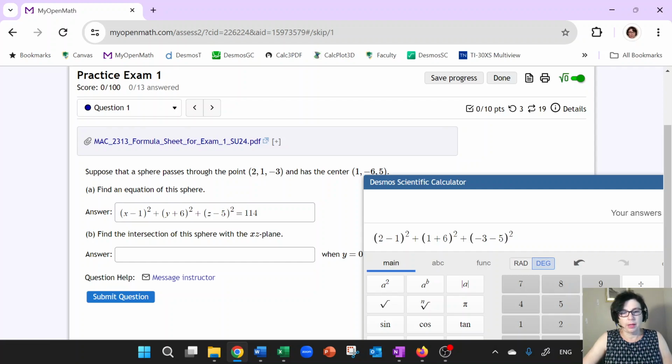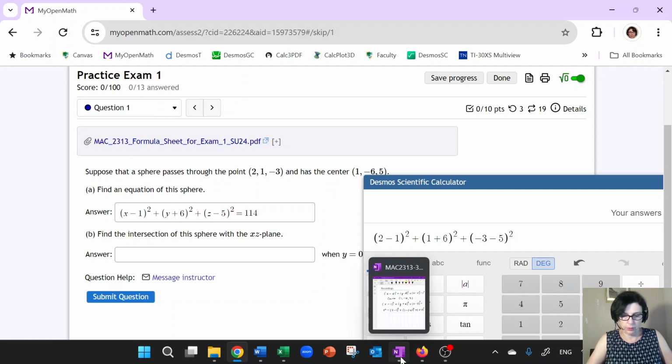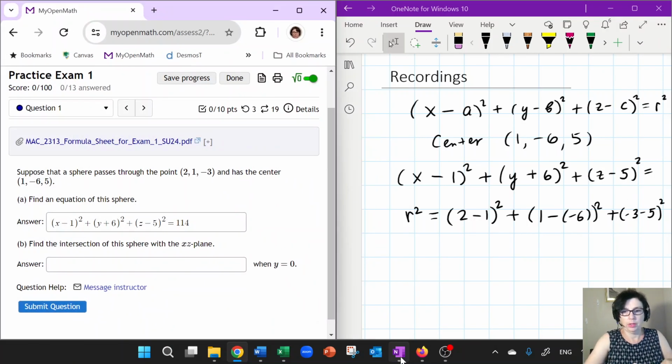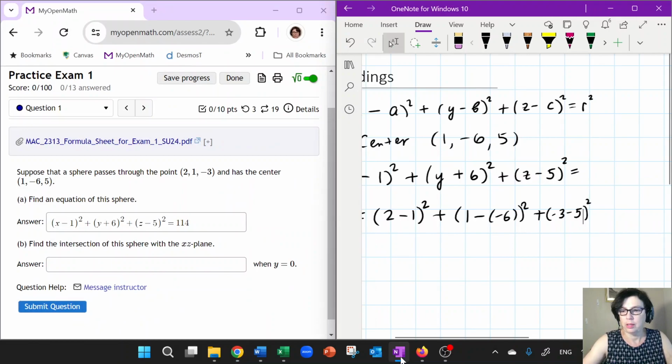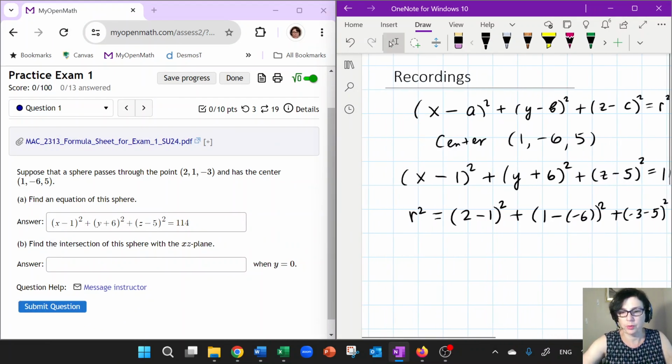Now, the xz plane is characterized in such a way that every single point on that plane has y = 0. So in the equation we got over here, we need to set y = 0. Okay, so we got 114. When we set y = 0 in that equation, that's going to be the intersection of that sphere, which will most likely be some sort of circle, with the xz plane.